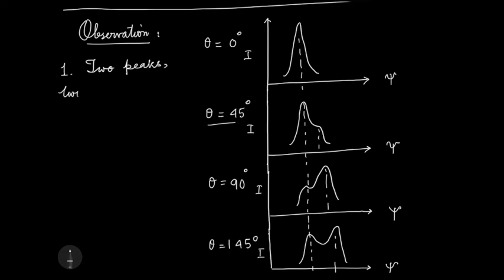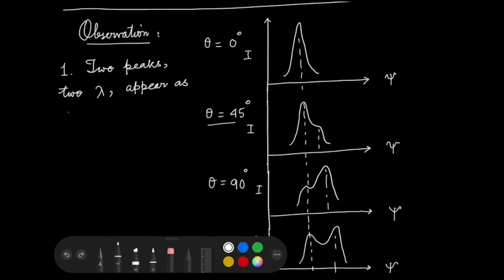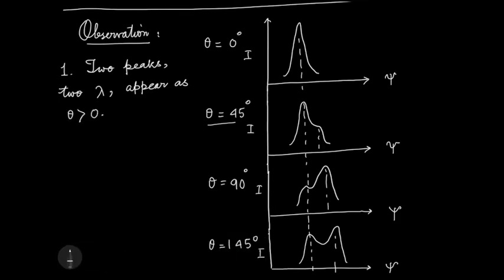So two peaks will correspond to two wavelengths, right? Each wavelength gives you one peak. So two peaks will correspond to two X-ray wavelengths that appear as theta increases, as theta is not equal to 0. So two peaks appear as theta is greater than 0.